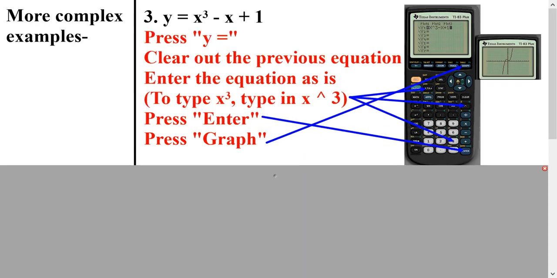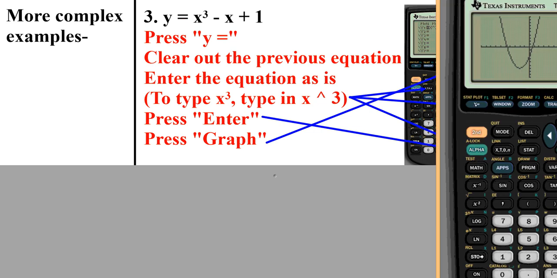Let's take a look at some more complex examples. So for x cubed equals negative x plus 1, we're going to basically do the same thing. We're going to go to the y equals screen and clear out the previous equation. We're going to enter the equation as we see it. And some of you might not be familiar with how to type in exponents higher than a 2. So anything higher than a 2, you're going to use this caret key over here. So that raises it to whatever power you want. And then we're going to press enter and graph it.